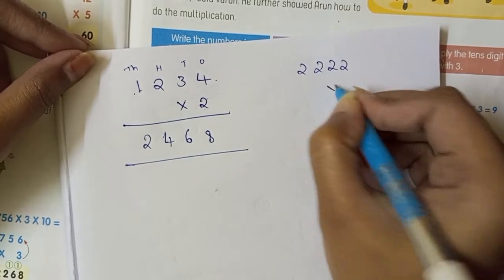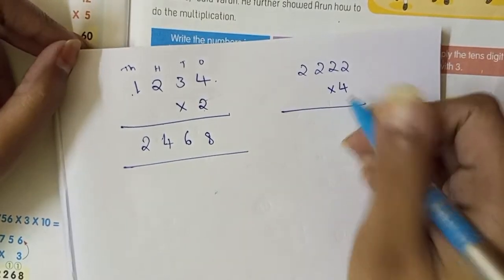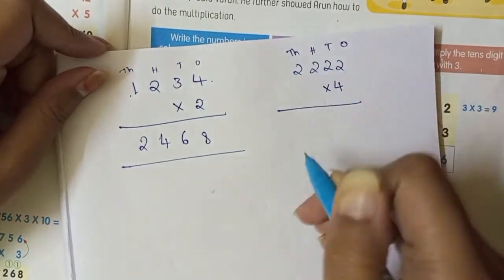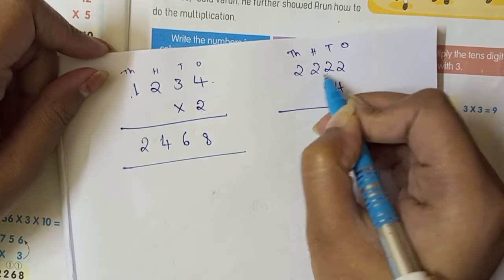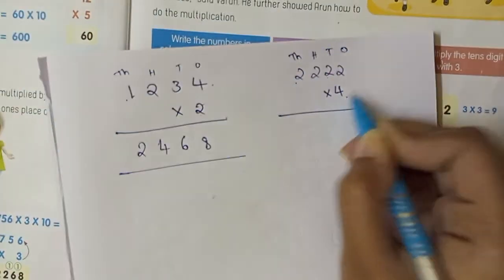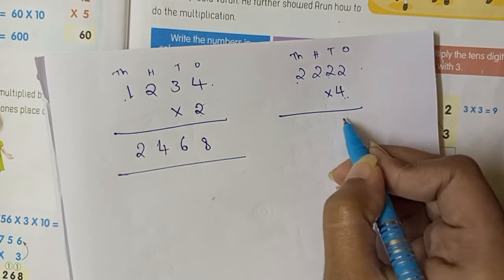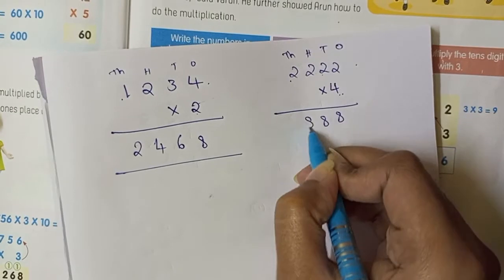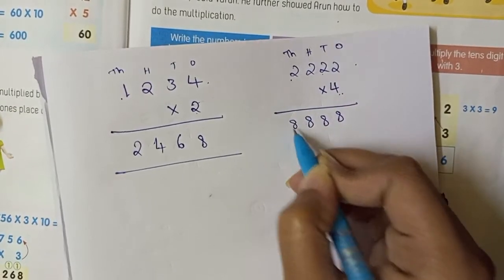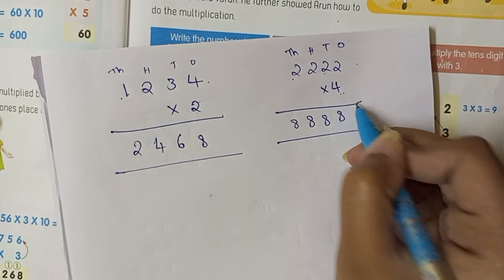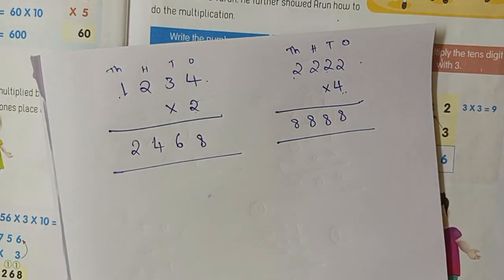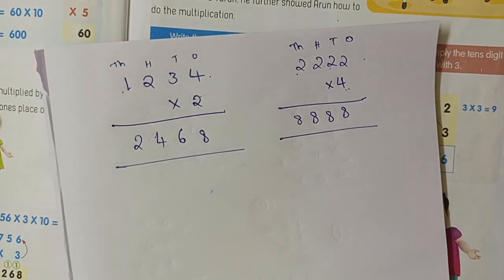2222 into 4. See here, ones, tens, hundreds, thousands. We have to multiply with ones, tens, hundreds and thousands places. 4 twos are 8. Again 4 twos are 8. 4 twos are 8, and again 4 twos are 8. So 2222 multiplied with 4 is 8888. Now see the next example.